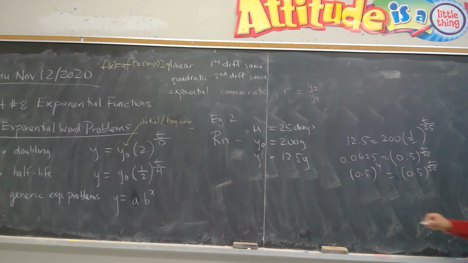The bases are the same, so we can equate their exponents. The 4 is equal to t over 25. The t, of course, is equal to 100. And what does that really mean? With radon and its radioactivity in material, it will decay to this amount after 100 days. It'll take 100 days. So this is a radioactive decay. Any questions about that?